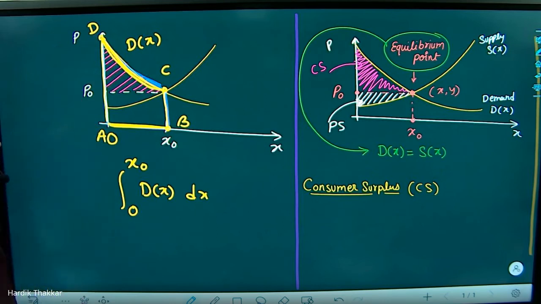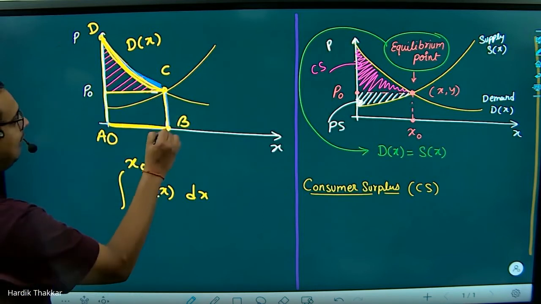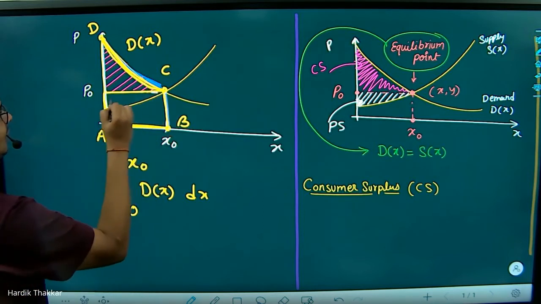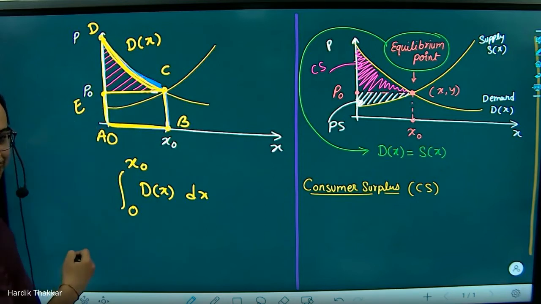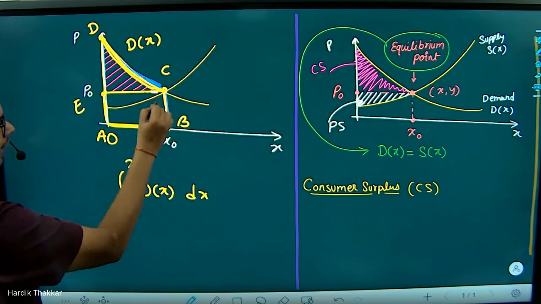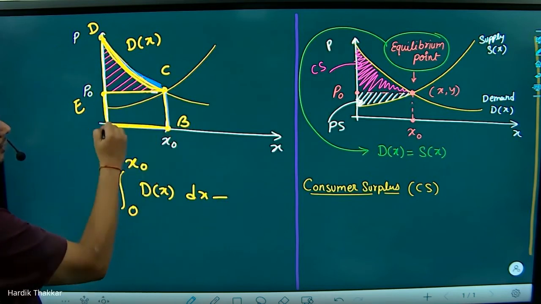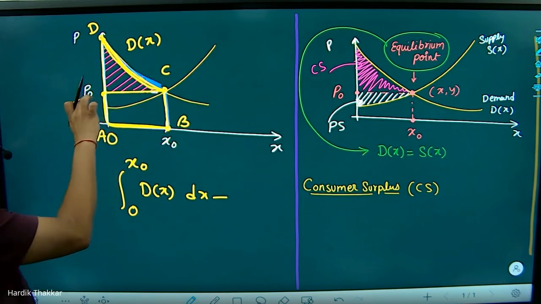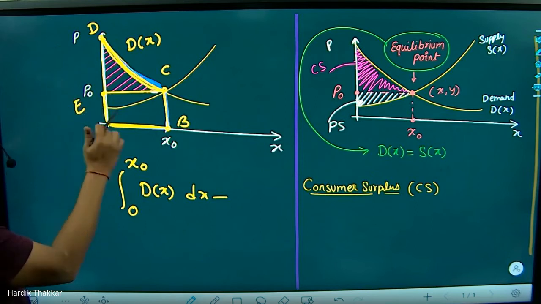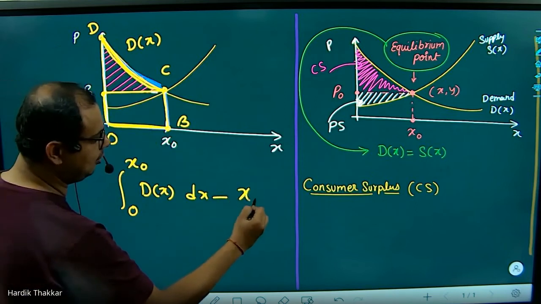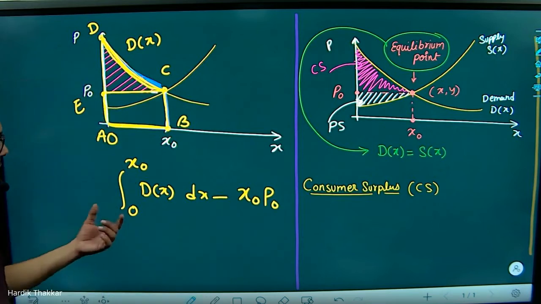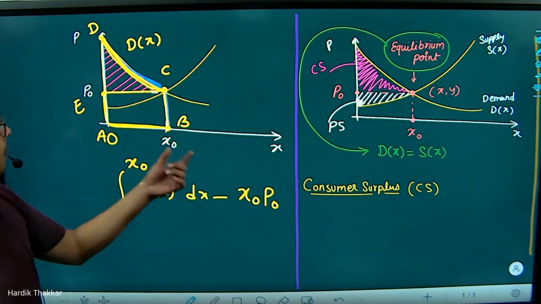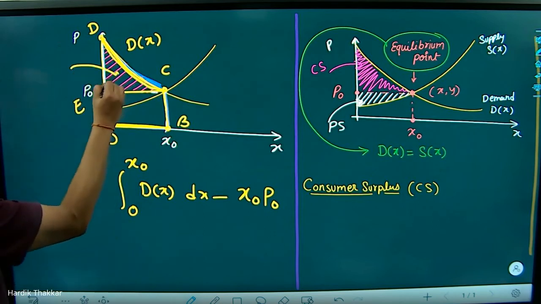Okay. But if we want to calculate consumer surplus, we have to reduce this part, that is A, B, C, and let us consider this point is E. So from this region we have to subtract this part. This region is actually a rectangle whose length is x naught and breadth is p naught. So the area of this region will be x naught p naught, length into breadth, correct? So this complete value will represent the CS, that is consumer surplus, correct?